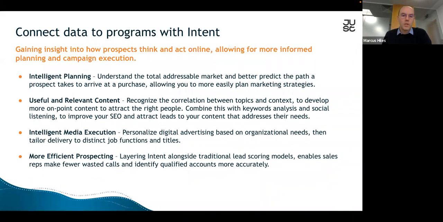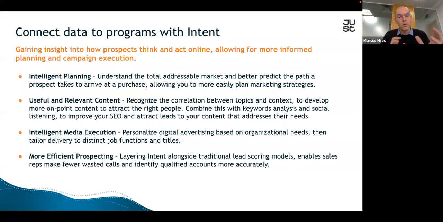Brilliant. So before we get into it, intent can be used for a number of different use cases. We've got 5 core examples that we're going to go through today, but what it can really do is help improve your planning. So it can help you understand the market that you're operating within, give you a really good feel for what that total addressable market is, all the way down to understanding where people sit within the funnel itself.